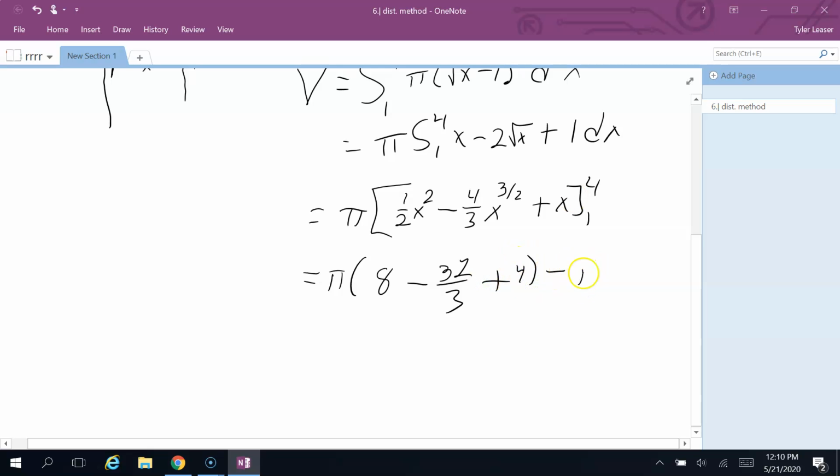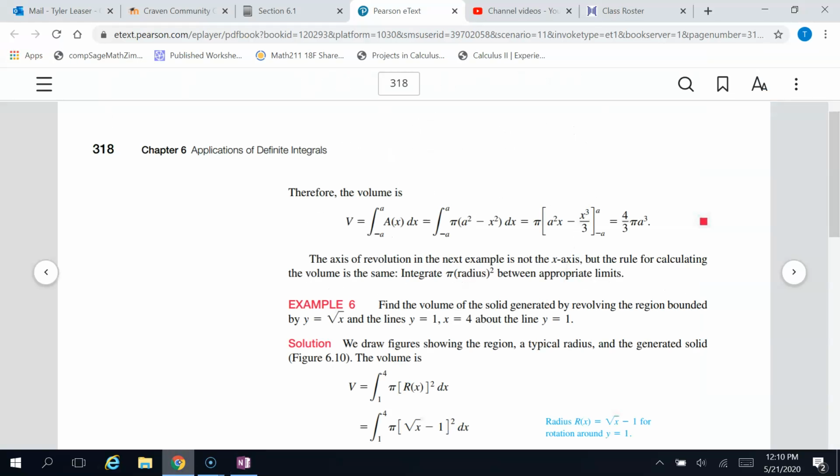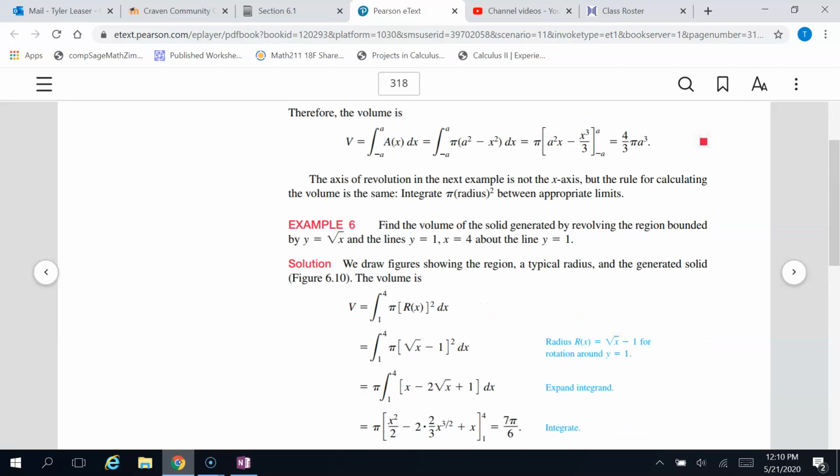That's going to be minus plugging 1 into all of this stuff. Plugging 1 into this first one is just going to give us 1/2. Minus, into the second one, the 4 thirds. Plus the 1 into the x there is just 1. Combining all the like terms together, everything has a pi in it, so really we're just adding up all of these numbers. I'm going to cheat and look at what the book's answer is, because I do not feel like typing all that into the calculator.